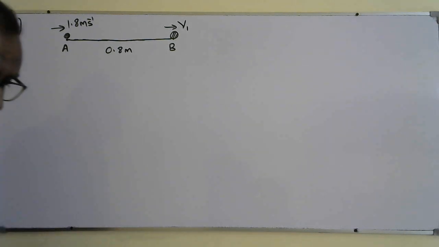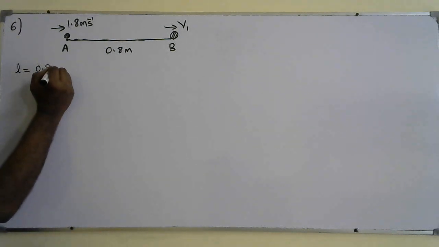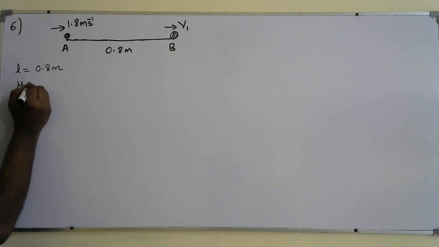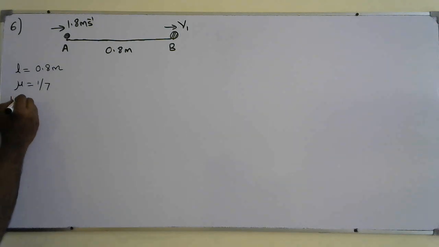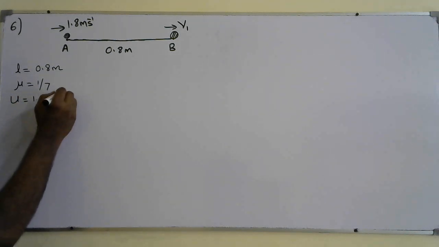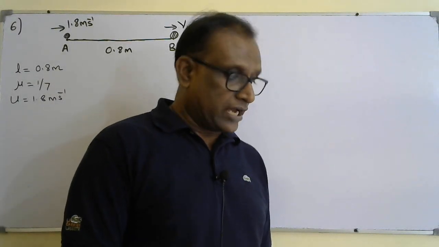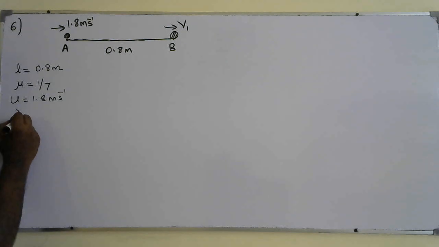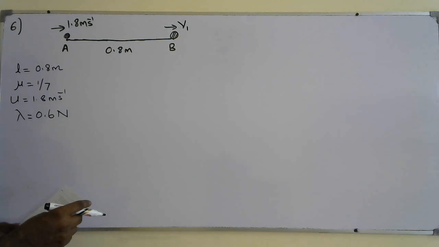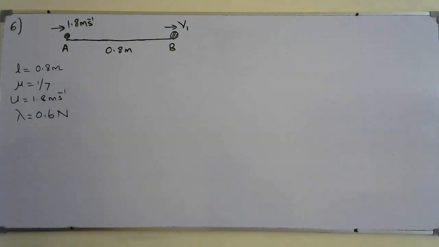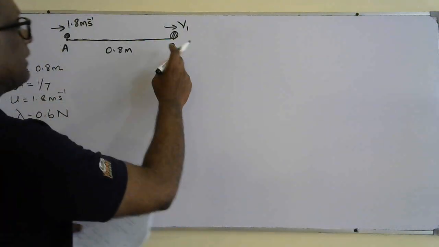So if I write the data here, what are the data given? The natural length of the string is 0.8 meters. There is friction, so the coefficient of friction is equal to 1 over 7. The initial speed at A is 1.8 meters per second. The modulus of elasticity lambda is equal to 0.6 mg, 0.6 Newton. Okay, so the first part: find the speed of P at the instant it passes the point B. When it reaches B, what's the speed?